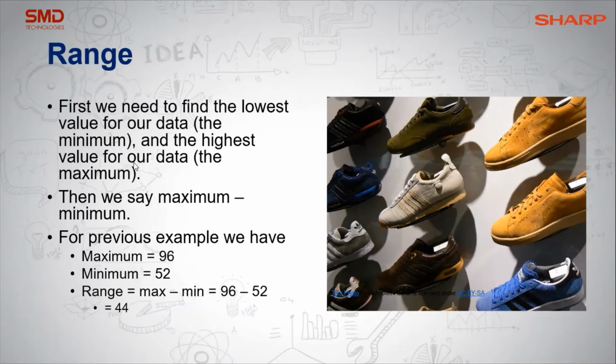And then, sorry, so to go back to the range, we need to find the lowest value for our data, which is the minimum, and then find the highest value for our data. Then our range would be the maximum minus the minimum. So from our previous example, we had the maximum as 96 and the minimum as 52. So Mandisa's range in marks is 44 marks, which is quite a big range.